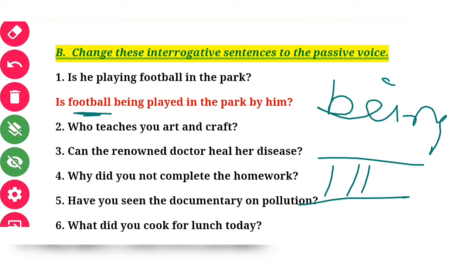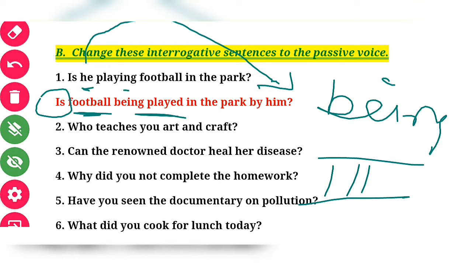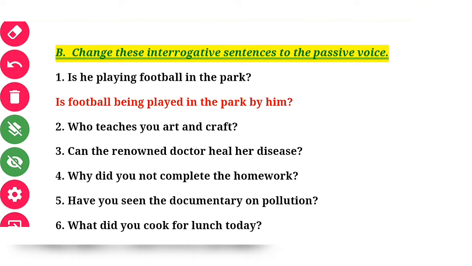Is, because football is already singular, so is will be the same. Here is is given for he. He is the subject here, so that is why is is given for he. He is a singular subject, but now this subject will come here as an object. Okay, so, is football being played? Now playing will change into played, the third form, in the park by him. Now he will come here, so that becomes him, because the objective case will be used here. In the same way, who teaches you art and craft? So the sense will be in interrogative form only. Try to remember this point.